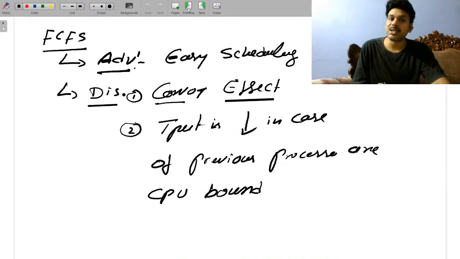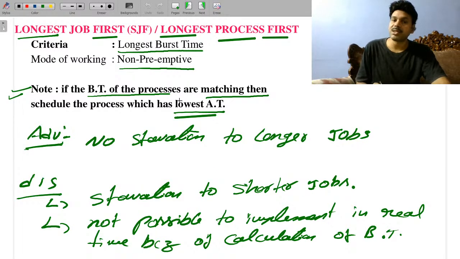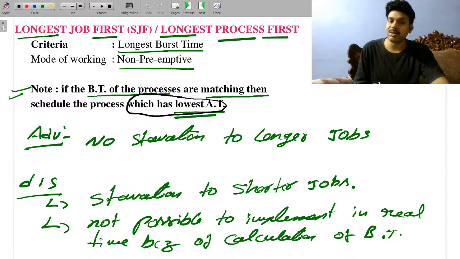Whenever burst times are same, we are going to pick the process which has the lowest arrival time only. It is common to SJF as well as LJF. Don't think that as we are following longest job first, we have to take the highest arrival time process whenever burst times are same. That's wrong. So this is a common point to LJF and SJF.